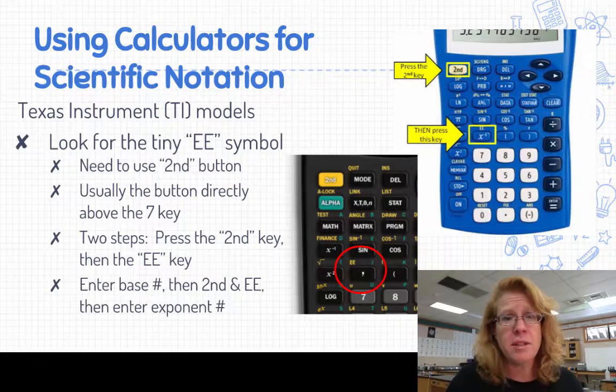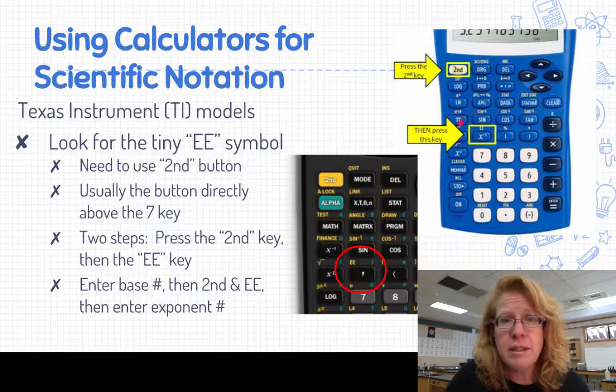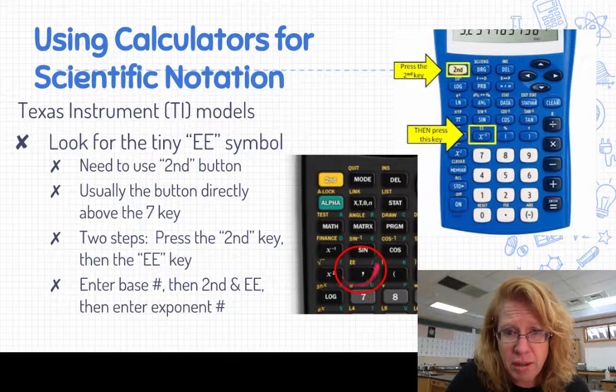Some other kinds of calculators, if you have a TI model, TIs are the worst because it's actually a two-step process. You want to look for these little tiny EEs, and it's on the button just above the 7 on most of the TIs that I've seen. So here it is right here. You can see it on that one. That's actually a graphing calculator down there.